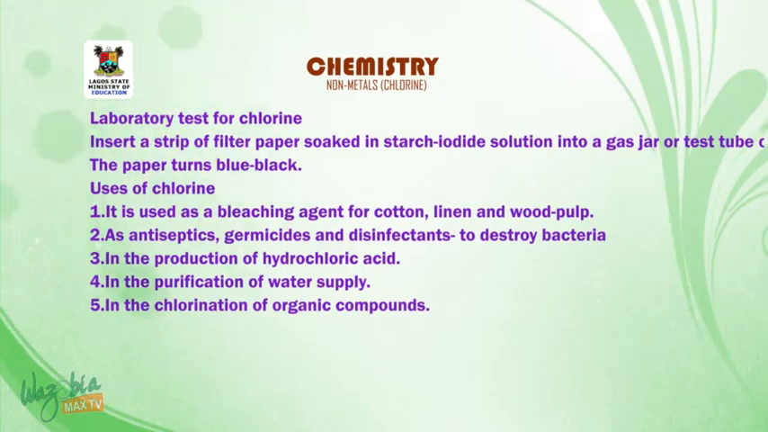Uses of chlorine. 1. It is used as a bleaching agent for cotton, linen, and wool pulp. 2. It is used as antiseptics, germicides, and disinfectants to destroy bacteria. 3. It is used in the production of hydrochloric acid. 4. In the purification of water supply. And 5. In the chlorination of organic compounds.